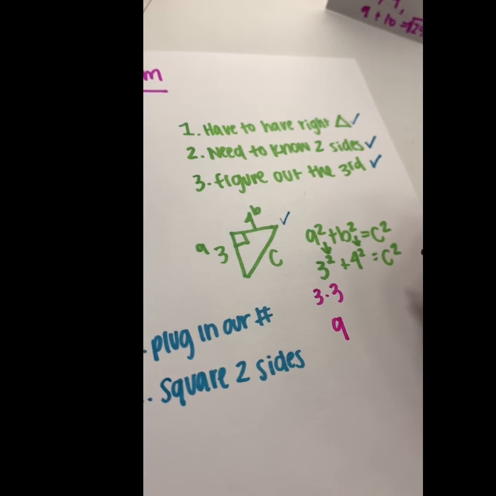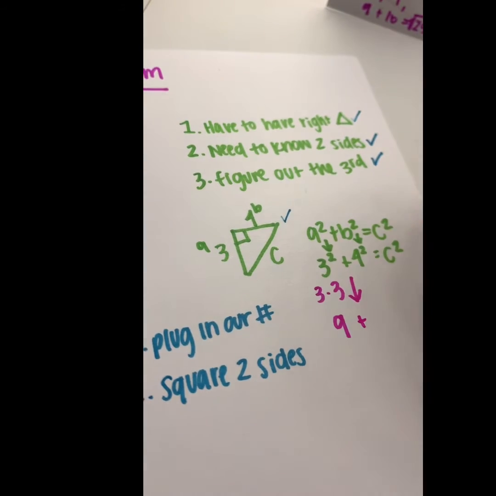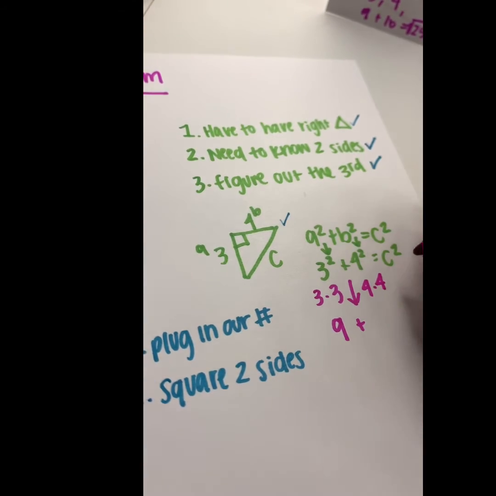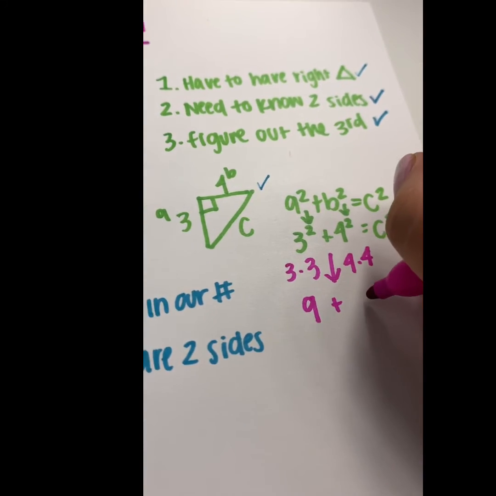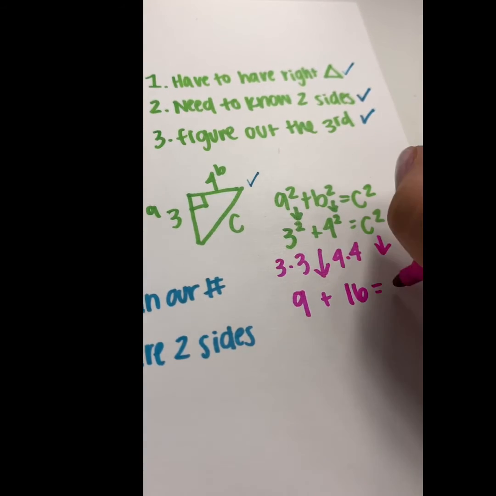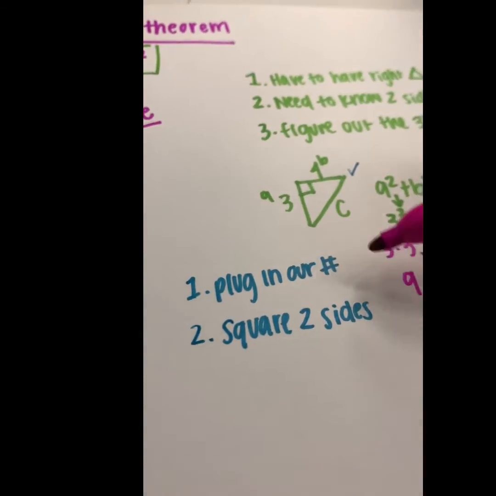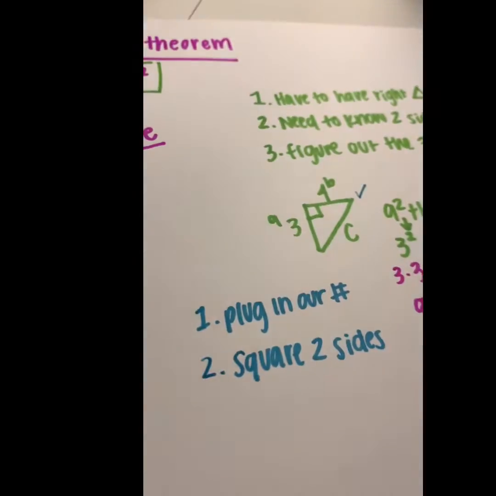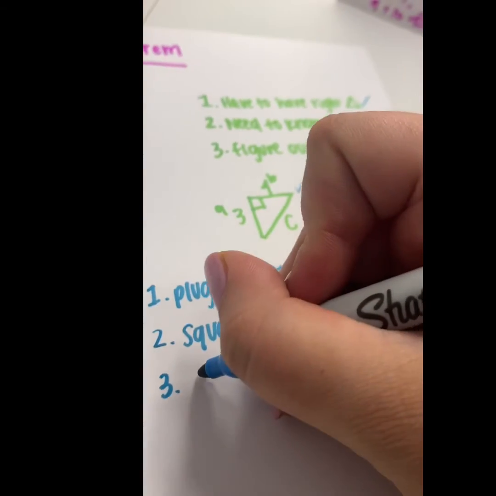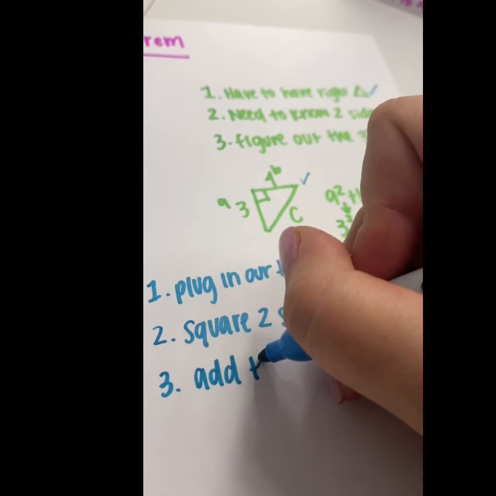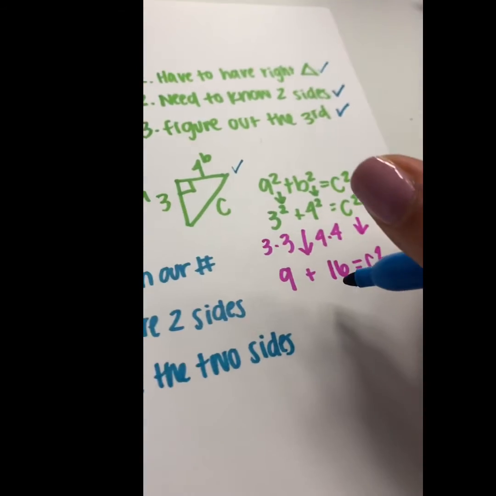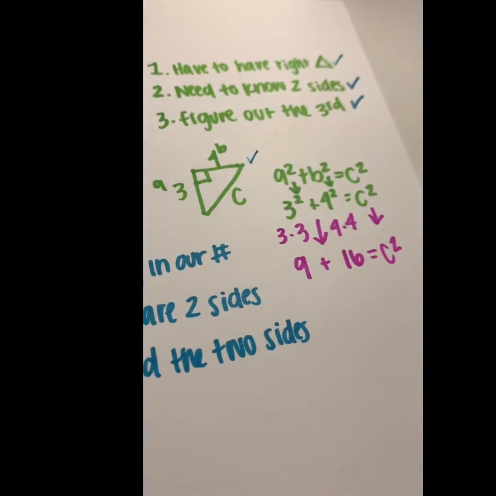we're going to get 9. We're going to bring down our plus sign. Then we're going to go to the next one, which is 4 times 4, or 4 squared, and we're going to bring that down, and we're going to get 16. Okay? And then lastly, bring down your second step. So we've plugged in our sides, and we've squared our two sides. Our next step, or step 3, is going to be add the two sides.